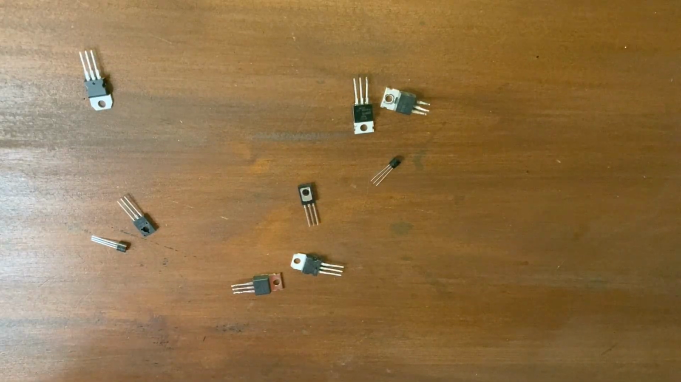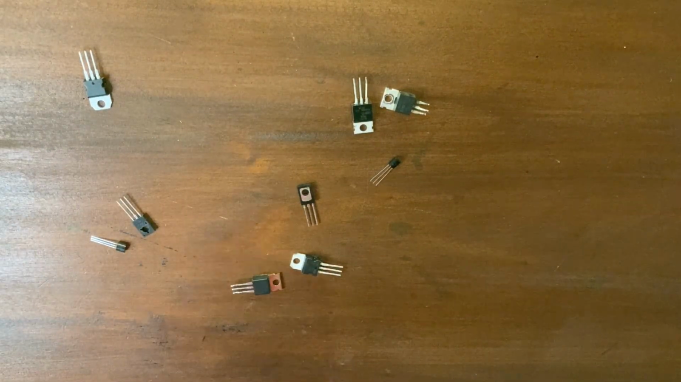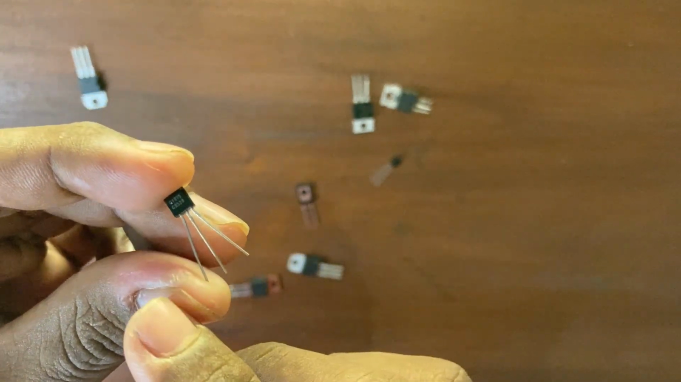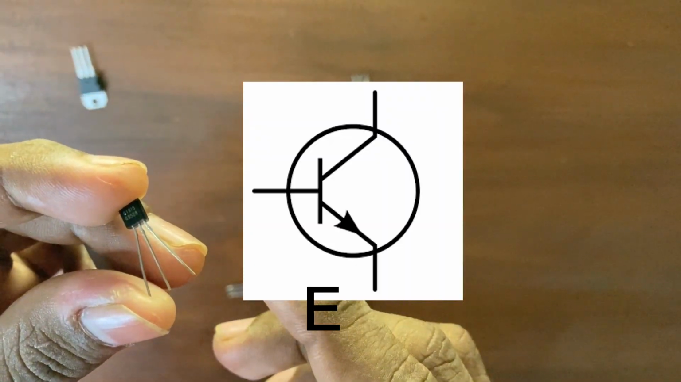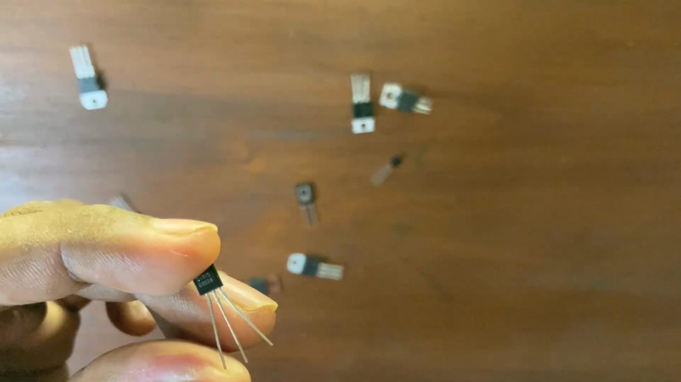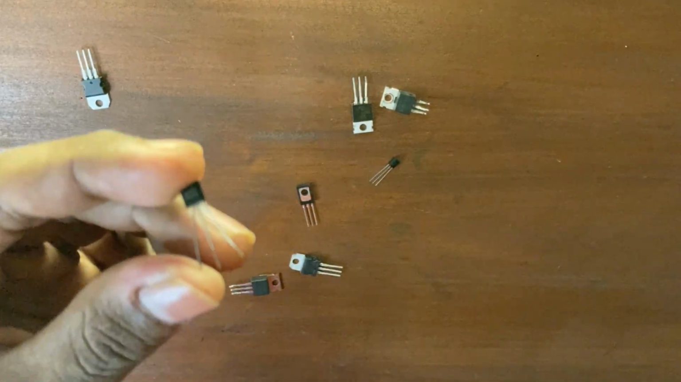Here you can see a variety of transistors on the table. And here's how it works. A transistor has three legs: base, collector, and emitter. If you send a small current into the base, it allows a bigger current to flow from the collector to emitter. It's like an opening valve.